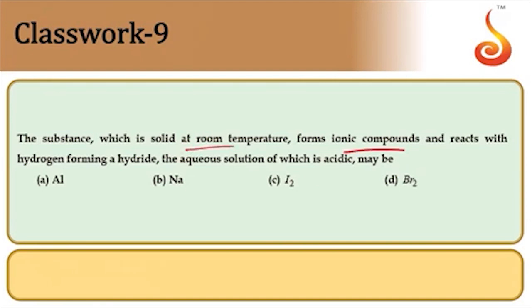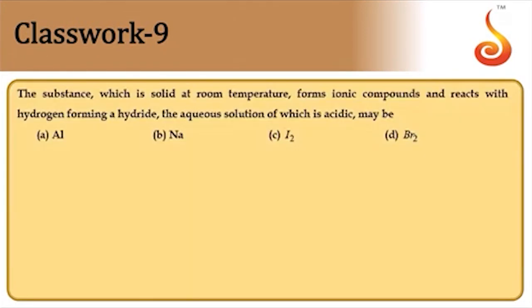Then, the substance which is solid at room temperature, forms ionic compounds, and reacts with hydrogen forming a hydride whose aqueous solution is acidic in nature. An acidic aqueous solution means it should be a non-metallic hydride only, and the solid is iodine. So iodine is a solid substance, and the hydride HI is acidic in nature. So the answer is option C.